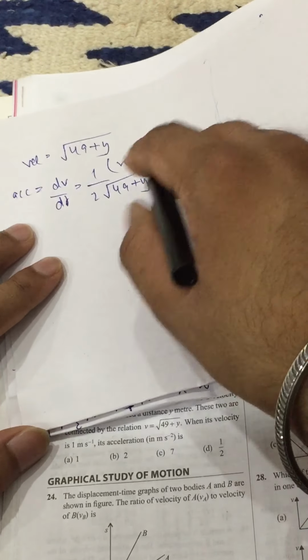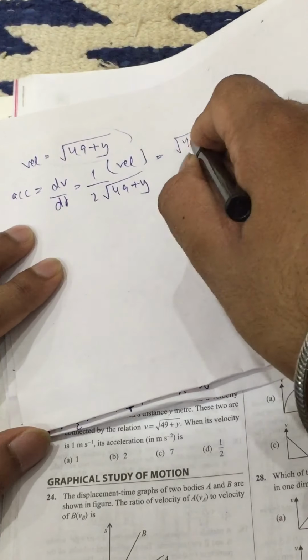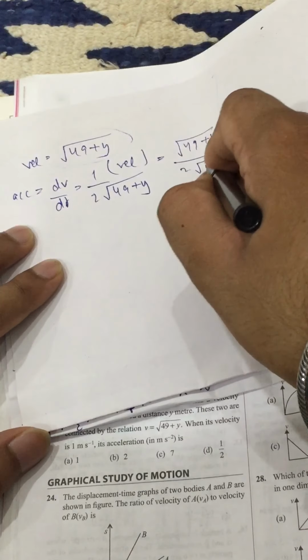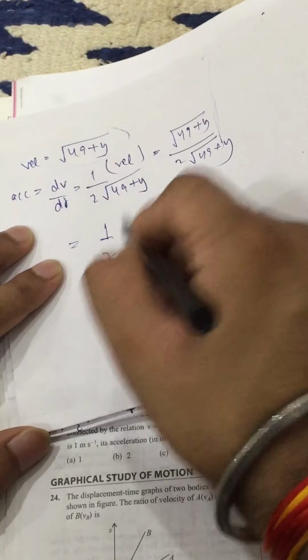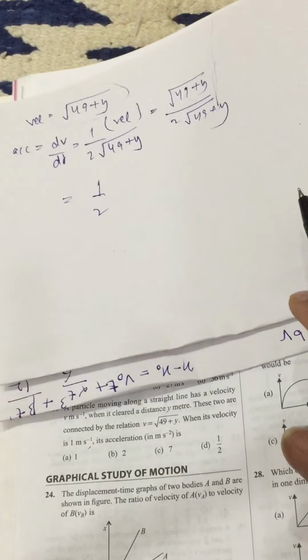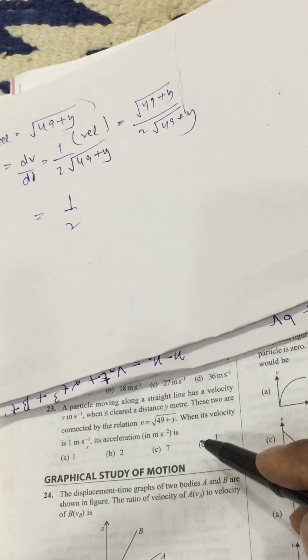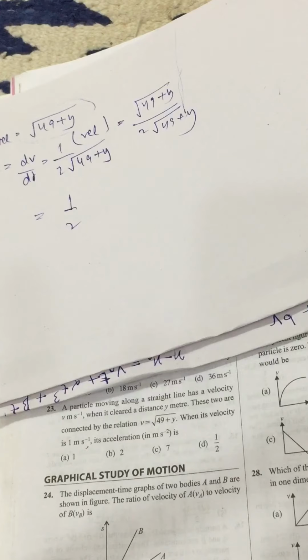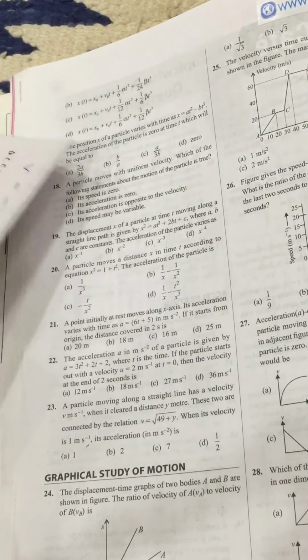So velocity, and what is velocity? This much only. Under root 49 plus y. Under root 49 plus y, it gets cancelled. Oh my god, the answer is 1 by 2. That's it. So that is not required. Extra information was given. Let us again check it. Its velocity is 1, acceleration, so acceleration, I think constant only. Let us check. Sometimes extra information is also given. So question number 23, D. Oh yeah, the answer is D.